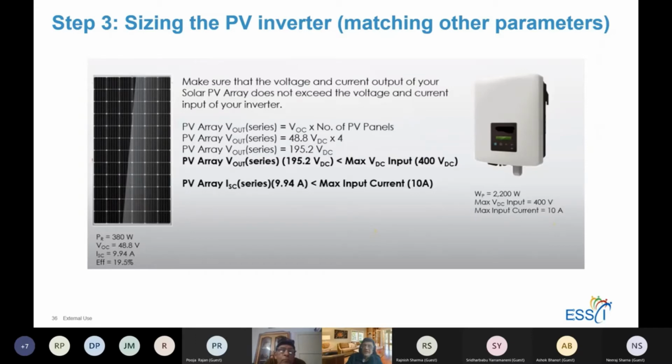So it is safe to connect this inverter to this particular array. And of course, the input short circuit current is another requirement. We know that the input short circuit current from the modules is 9.94 ampere, and the maximum input current that the inverter will take is 10 ampere, so we are safe. So we take this as an acceptable inverter for it.